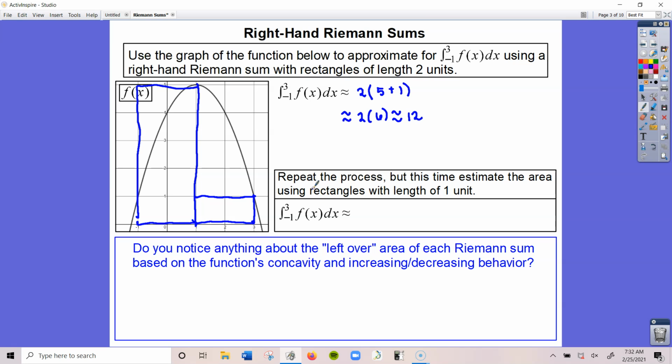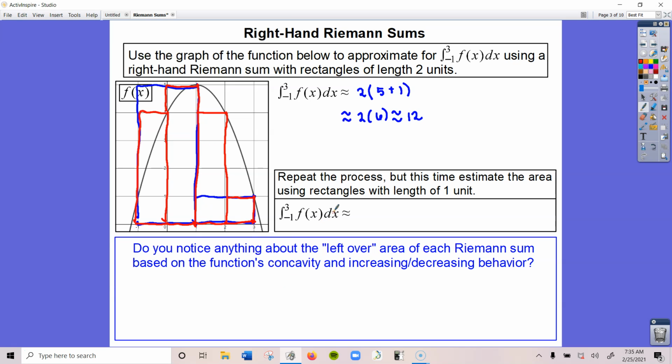Now let's repeat this, but using the area with only 1 unit. So here we go. We have our first rectangle here. We're using the right sum, so this would be the rectangle. Here's the next one. The height is now this rectangle. Then we have this next one. Again, I'm always using the right side to determine the height of my rectangle. My last rectangle here.